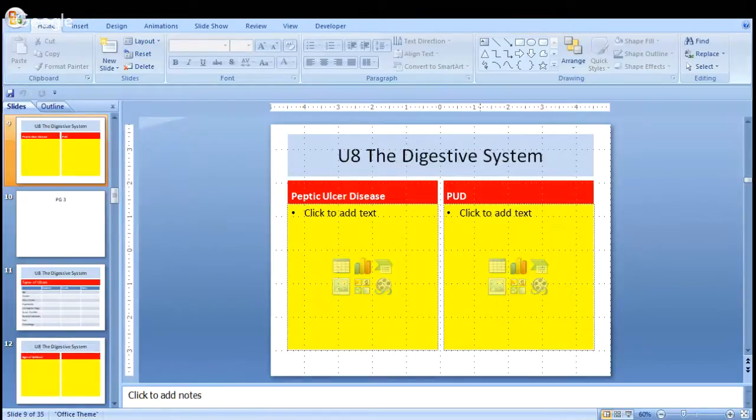So I want to hit a couple of the signs and symptoms, just the basic stuff that makes this a little bit different than everything else. So just remember, this is persistent and recurrent. It's going to keep coming back.